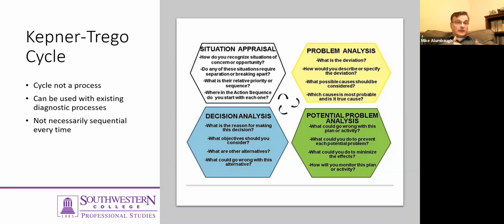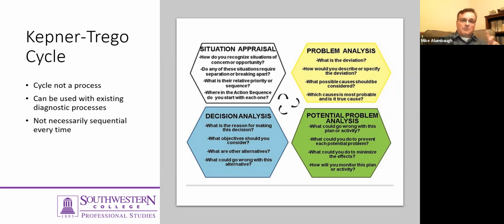But in reality, it's probably much more likely that you're going to go from 1 to 2 to 3 back to 1, or 1 to 2 back to 2. And that part of the cycle may happen multiple times, depending on the complexity and the size of the project that you are working on. This can be used in conjunction with existing diagnostic processes, as we talked about a little bit ago. And as I said, this is not necessarily sequential every time.